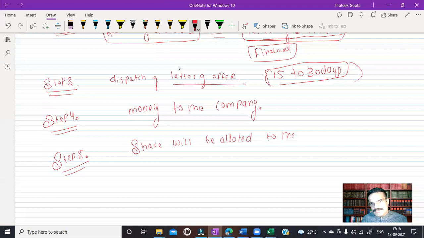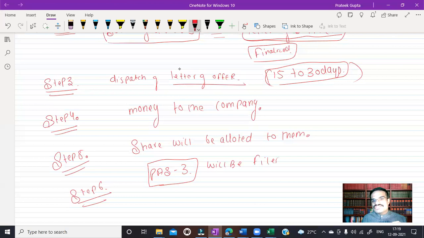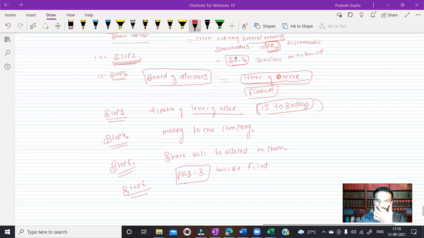And later on, step number six. Whenever you allot the shares, one form will be filed before the Ministry of Corporate Affairs, and the name of the form is PAS 3. Yes. PAS 3 will be filed before the Ministry of Corporate Affairs whenever you allot the shares to anyone. Doesn't matter at all. That's the concept of right issue.